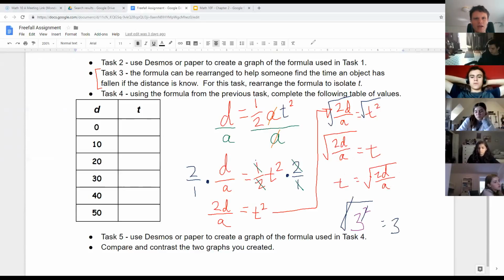All right. Any questions about that? So after you've gotten to the 2d over a, say that d was 10. You'd multiply 2 times 10 to get 20. Yeah. Then you divide by 9.8. Mm-hmm. And then you'd square root it? Yeah, should we try one of them?